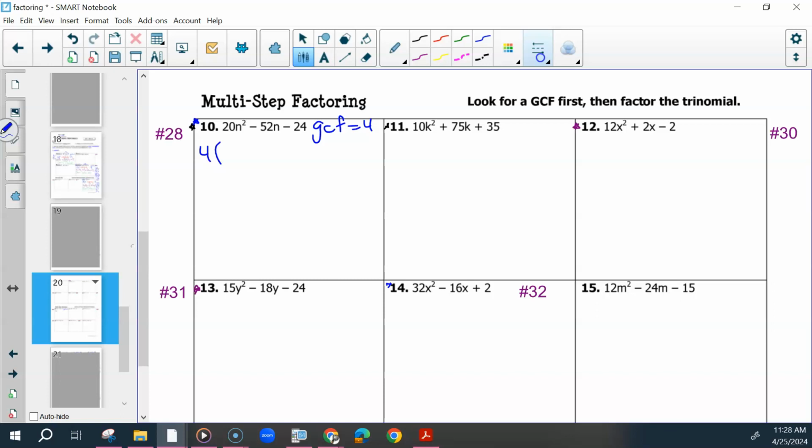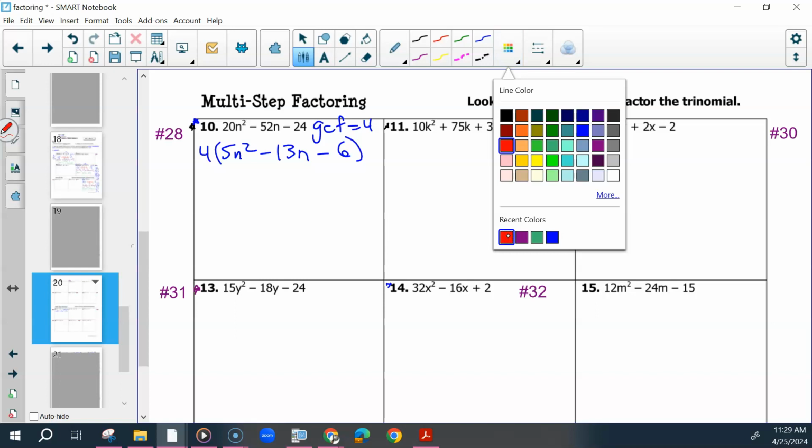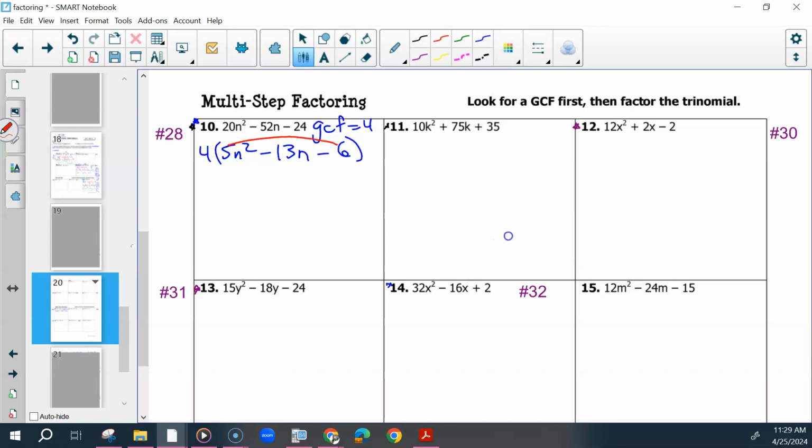5n squared minus 3n minus 6. Then the rest of the process is the same. Multiply 5 and negative 6 to get negative 30. And we need factors of 30. 15 and 2.